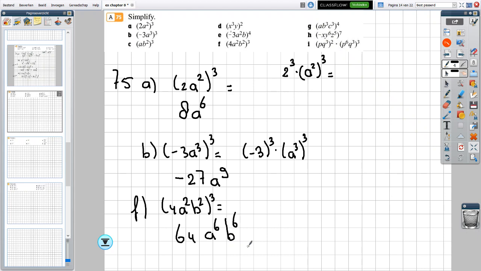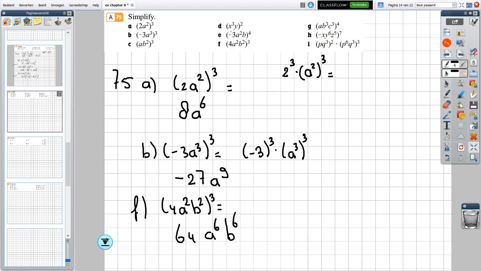I think the most difficult thing of the end of this chapter 8 is that there are quite some rules that you have to remember and be sure not to mix them up, as in using the wrong rule for a certain situation. So for example, that you now do 2 plus 3 is a to the 5th and b to the 5th. No, power of a power, so you multiply the exponents. That's, I think, the most difficult part of this end chapter.